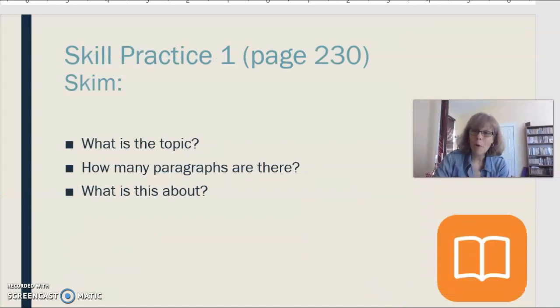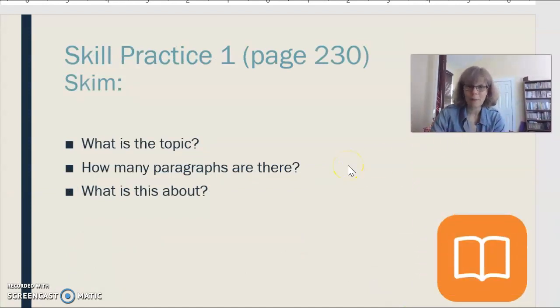You can see that there's more practice for you. If you turn the page, skill practice 1 is a really nice practice. In fact, here, let's just do it together quickly. And you might want to pause because I'm going to keep moving quickly. But looking at skill practice 1, now I'm on page 230. What is this article about? It's a short article. How many paragraphs? What's the topic? What do you think?